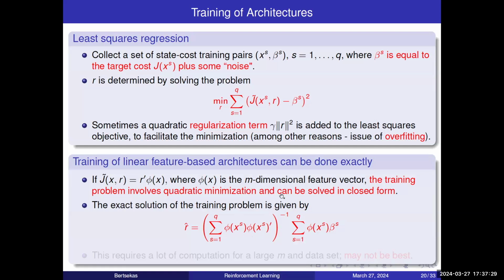In this context, adding a regularization term can be helpful, because with this regularization term, one additional term is added in these brackets to make the inverse operate more easily. But practically, it requires a lot of computation for large m and large data sets. Therefore, it may not be the best.